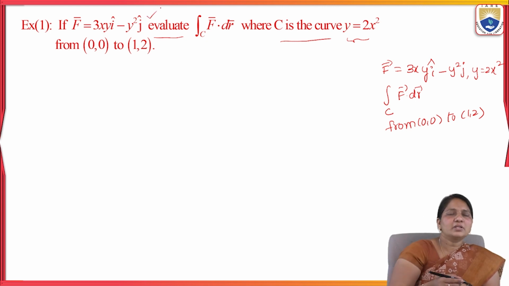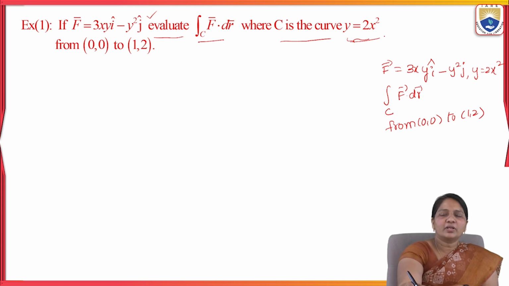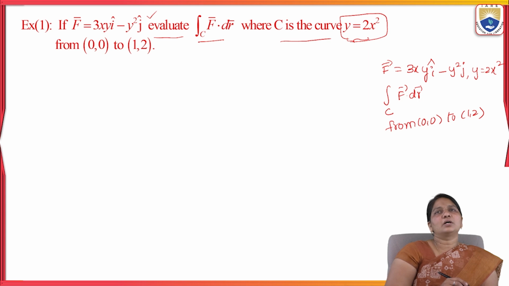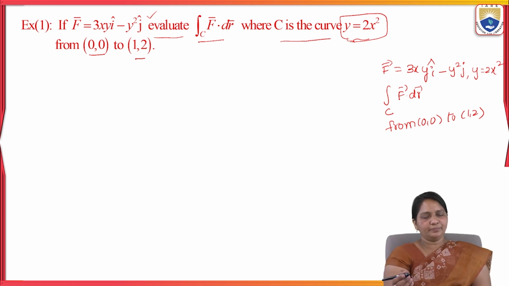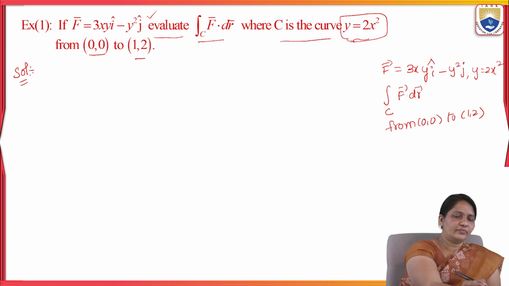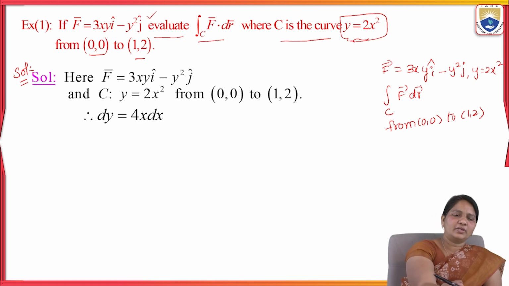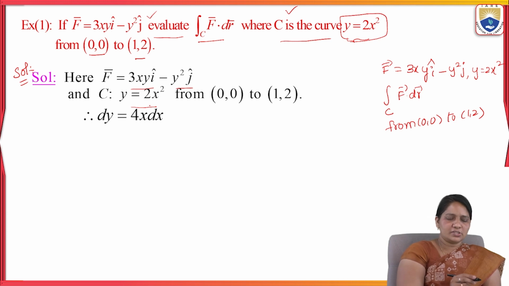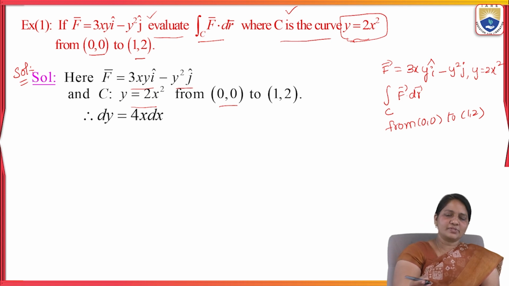Here they gave the function. This is a vector field. We have to evaluate the integral over C of F bar dot dr bar over the curve. The curve is y equal to 2x square, from (0,0) to (1,2). This is the given data. So first we write the given data: F equal to 3xy i minus y square j, and the curve is y equal to 2x square from (0,0) to (1,2).